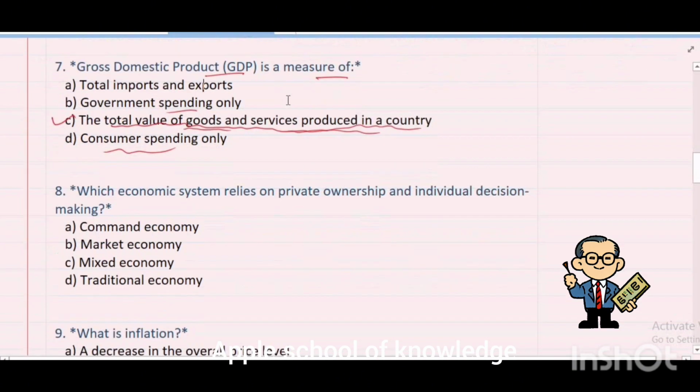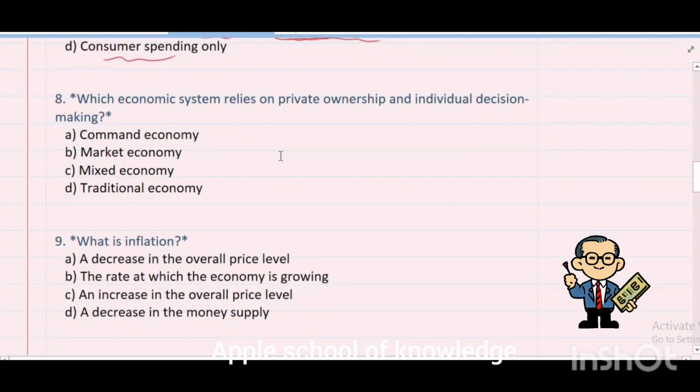Let's move on to question number 8. Which economic system relies on private ownership and individual decision making? We have different types of systems: command system, market economy, mixed economy, and traditional economy. So which one relies on private ownership and individual decision making?